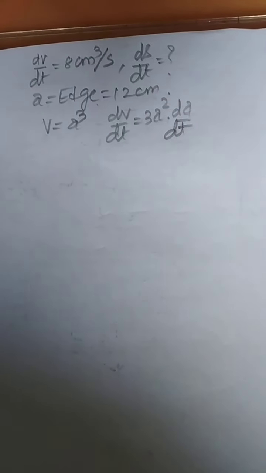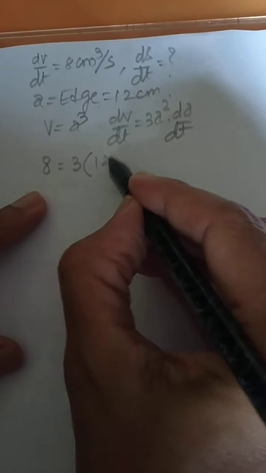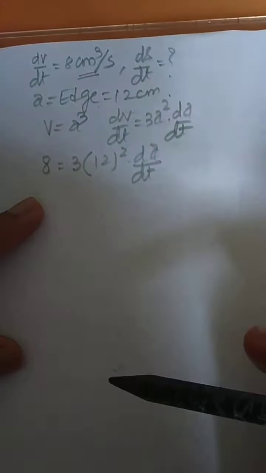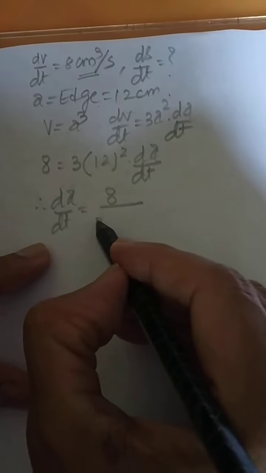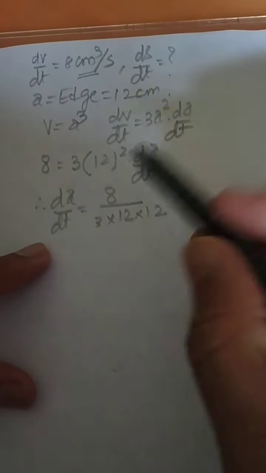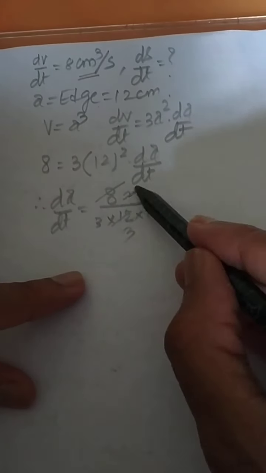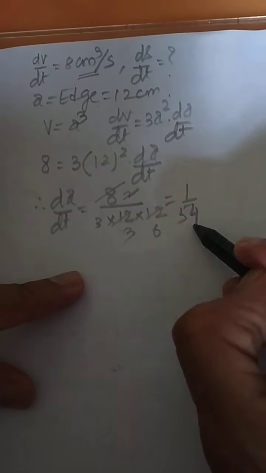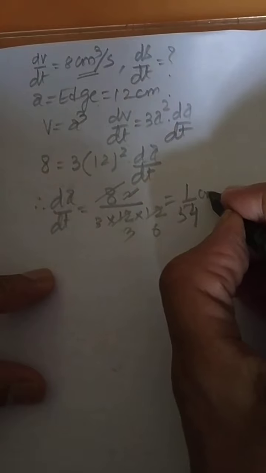So whatever information is known, we will try to replace. dV by dt is known to you. I will write 8. Here it will be 3, the edge is given as 12, the whole square, and it is dA by dt. The rate of change of volume is given. Therefore dA by dt will be equal to 8 upon 3 times 12 times 12. So 4 2s are 8, 4 3s are 12, 2 6s are 12. So it will be 1 divided by 3 times 18, which is 54. This is the rate of change of the edge, centimeter per second.